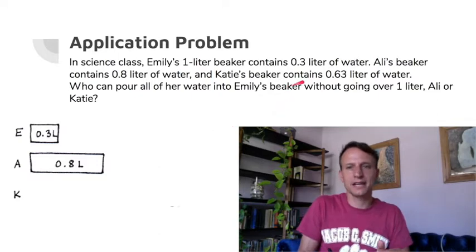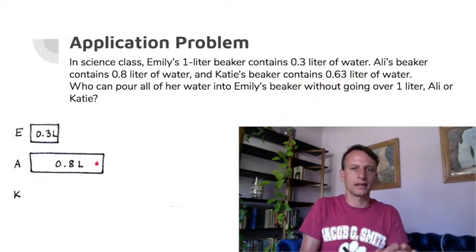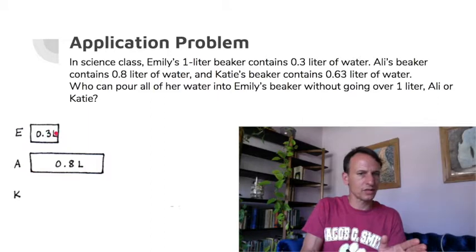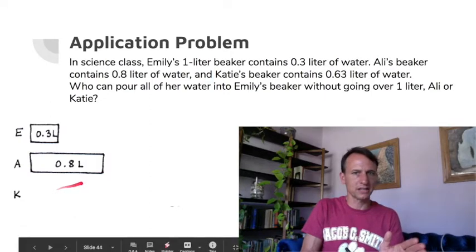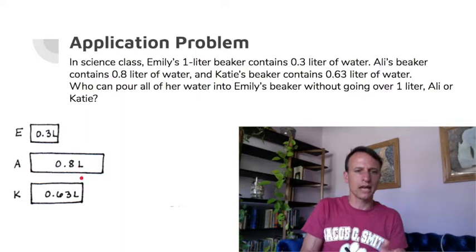And now here's Katie. Hers is 63 hundredths. Now this is where you have to stop and think for a minute. It's 63 hundredths. We know this is 30 hundredths, this is 80 hundredths. So 63's length will be between the length of Emily's and Allie's. So about here, 63 hundredths liter.